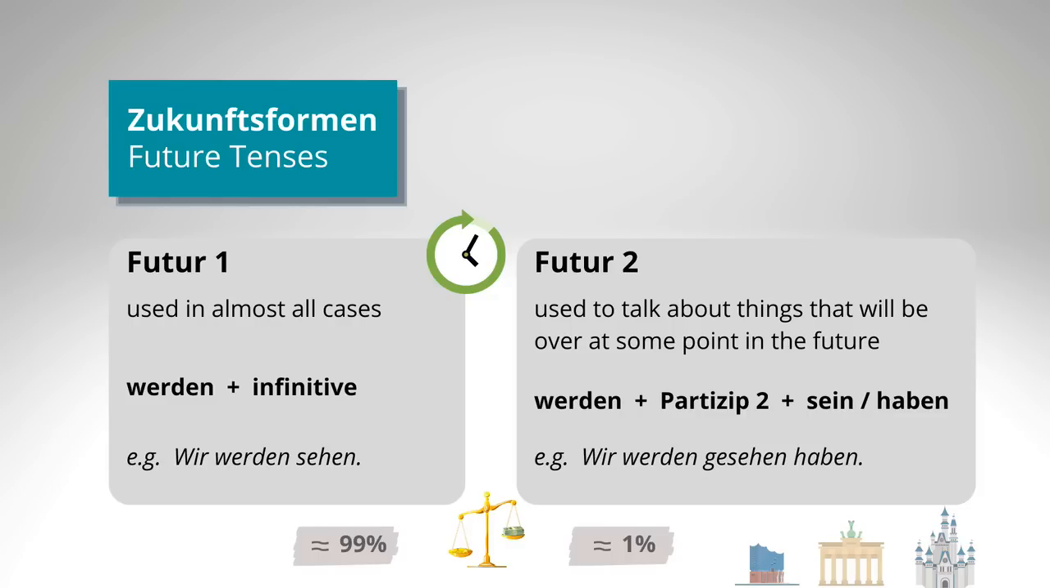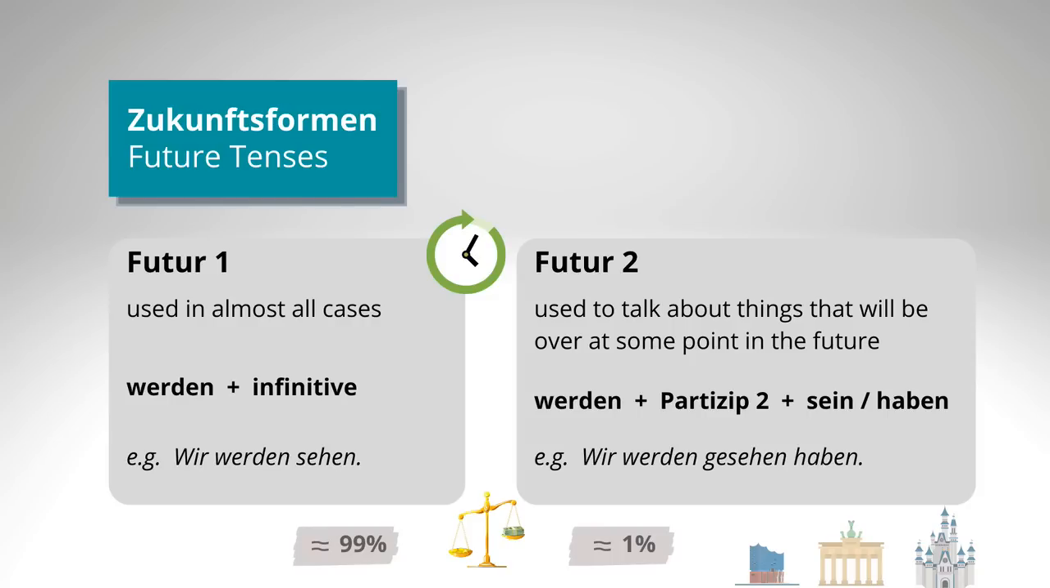The other one, the Futur 2, is also nice to know, but it's not that important. But to make this a complete course about the tenses, let's look at its formation as well. Unfortunately, the Futur 2 is much more complicated than the Futur 1. It's also formed by taking the conjugated version of the verb werden, to become, but then we don't add the infinitive, we move on with the Partizip 2.